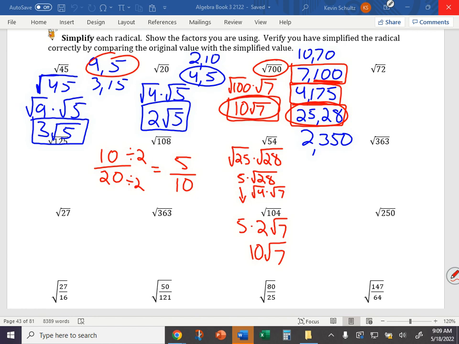Yes, Alex. So what do you group the 700 and then what? To check your answer? Yeah. So you'd, in your calculator, take the root of 700, okay? 26.45, yada, yada, yada, okay? Then you take 10 times root 7, and you'll get that same 26.45, etc., etc. And because those decimal values match, then you know you've done it correctly.